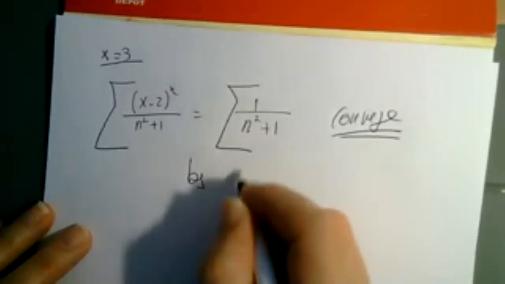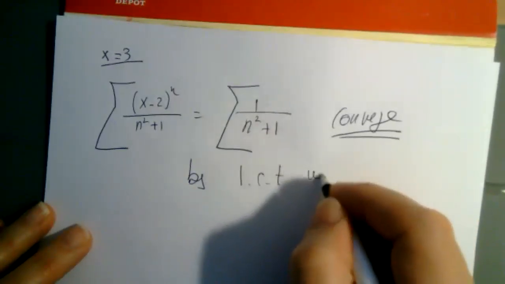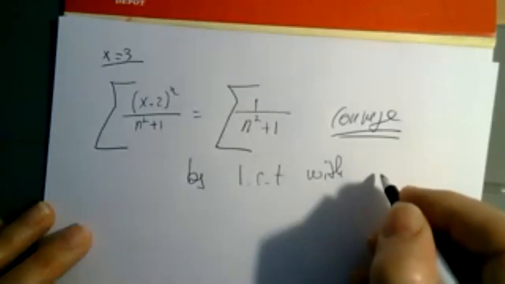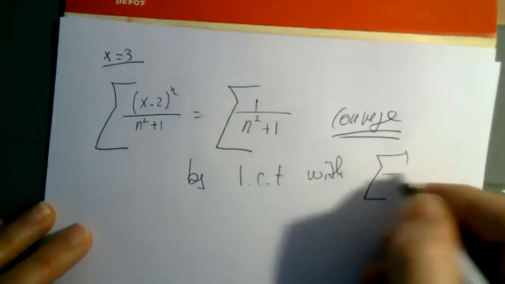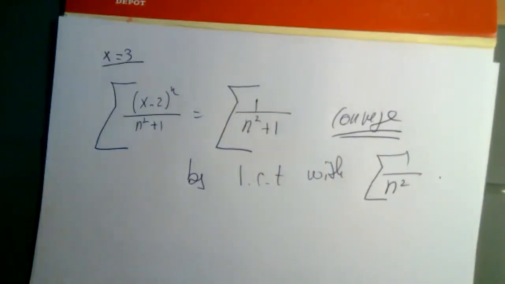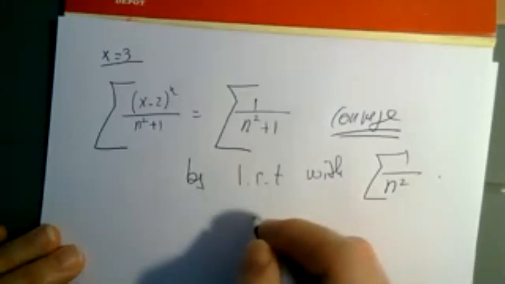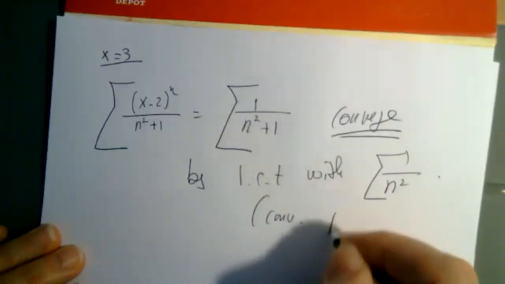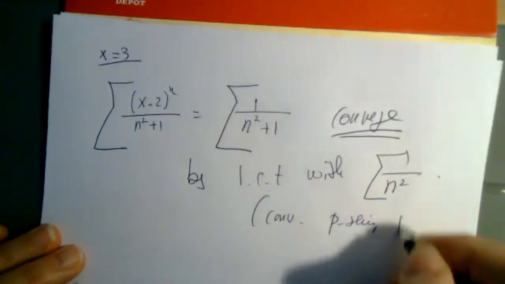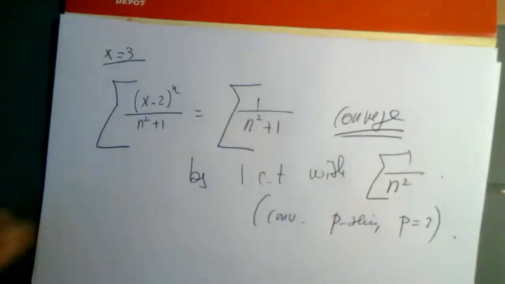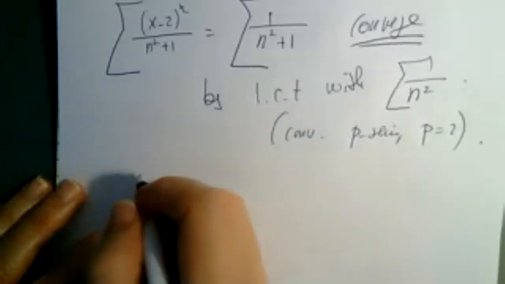Basically, you can use the limit comparison test with the series sigma 1 over n squared. So it really behaves like a p-series. Okay, with the limit comparison test with 1 over n squared, which converges because it's a p-series with p equal to 2. Okay, so now the question is, what's the interval of convergence?